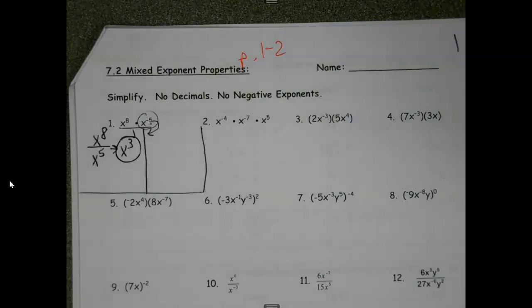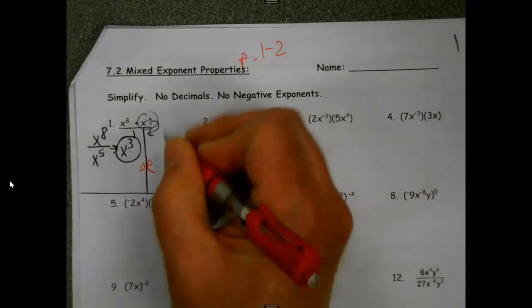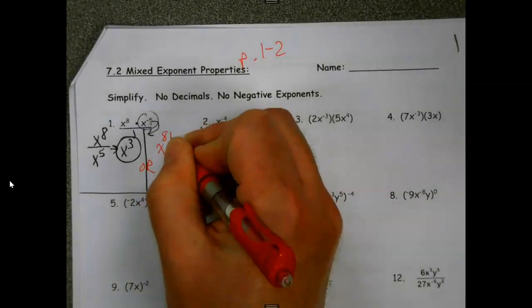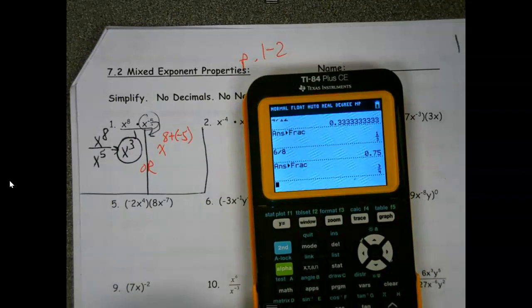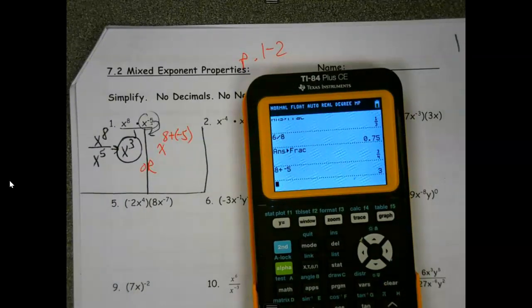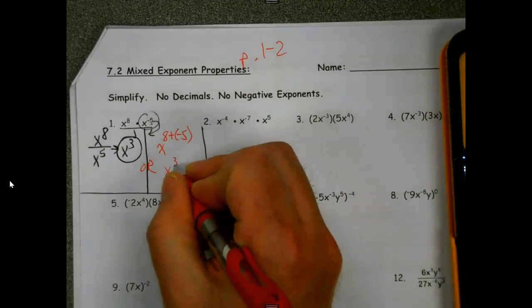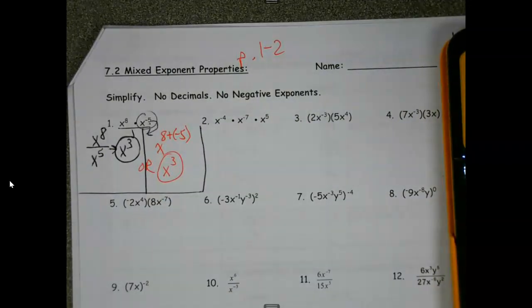Could you? Yes. Since you're multiplying, could you just have done 8 plus negative 5? You sure could. 8 plus negative 5 is 3. And I get the same answer. So it's up to you what you're more comfortable with. Are you comfortable working with adding and subtracting negatives? That's cool. If you're not, take the negatives and flip them and keep everything positive.